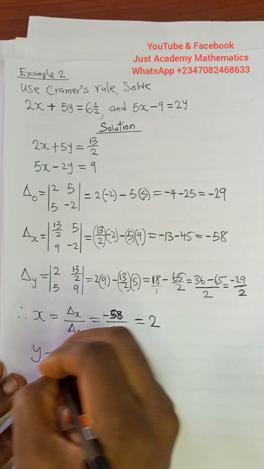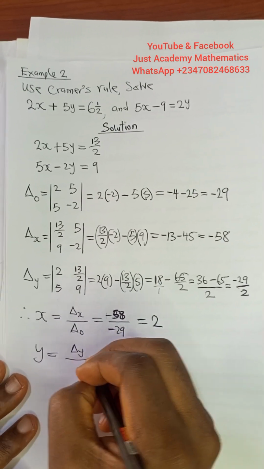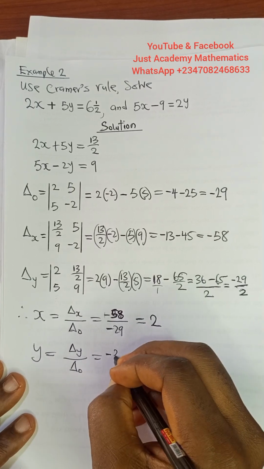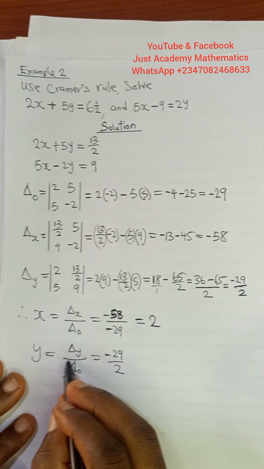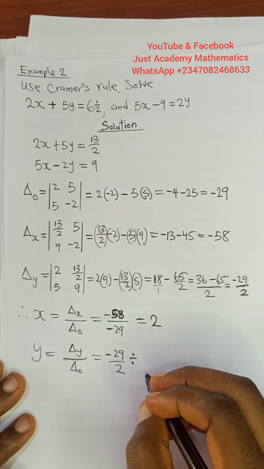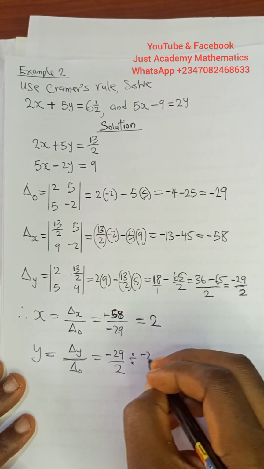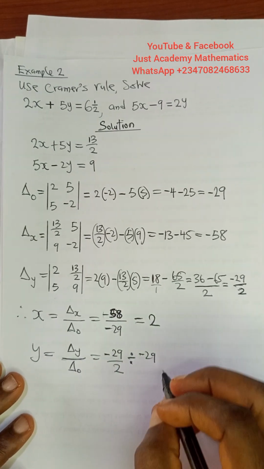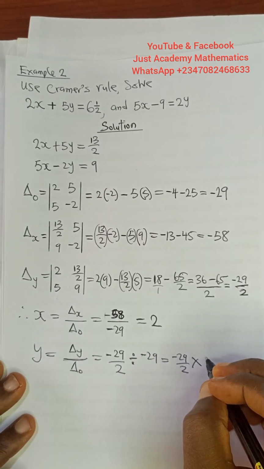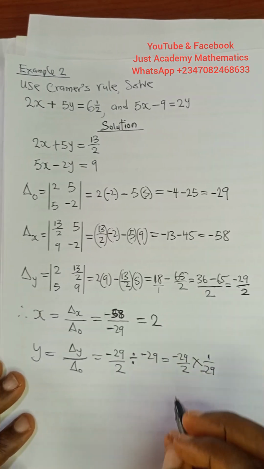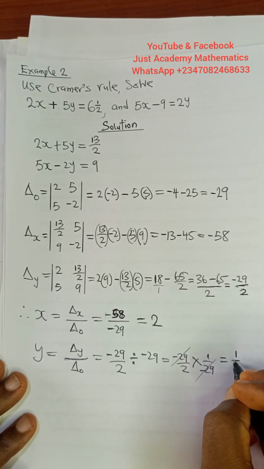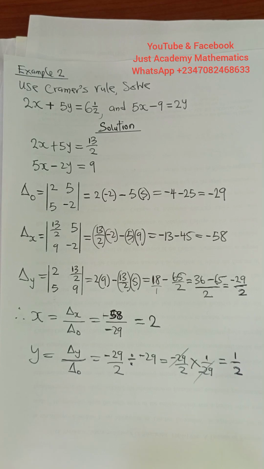Now let's go for y. y is change in y over change in 0. And what is change in y? Change in y is minus 29 over 2. This one now, we change it to divide by change in 0. What is change in 0? Change in 0 is minus 29. What this means is that you have minus 29 over 2 times 1 over minus 29. So this will cancel this. At the end of the day, we are left with 1 over 2. So that is the value of y.